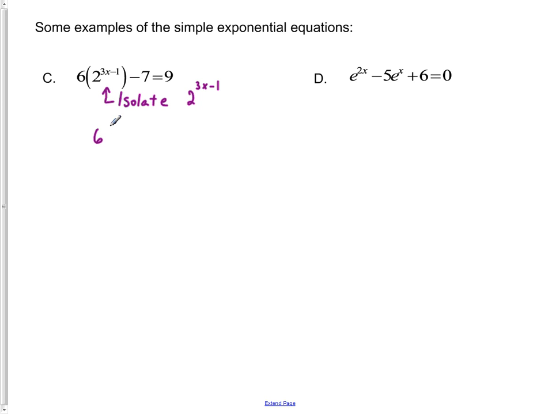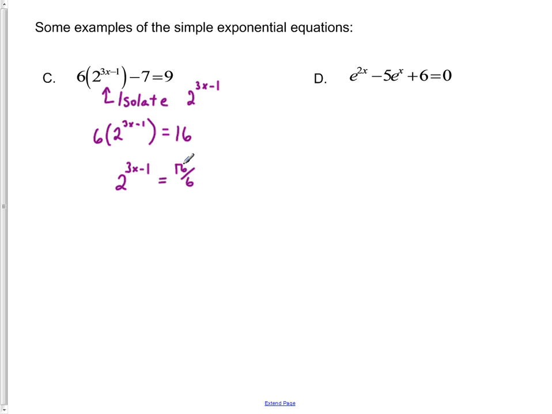So I'll have 6 times the quantity 2 to the 3x minus 1 equals, let's see, adding 7 to the left side gives me 0, adding 7 to the right hand side gives me 16. Alright, but I'm still not isolated yet because I've got this multiplication of 6. So now I'm going to have to undo that by dividing both sides by 6. If I divide both sides by 6, I get this equation: 2 to the quantity 3x minus 1, that's our exponent, is going to be equal to 16 divided by 6.